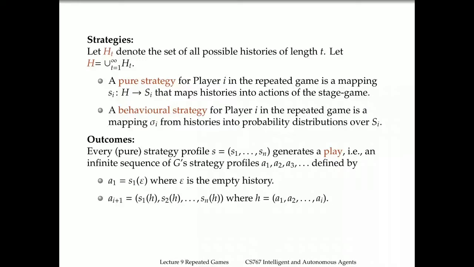So let HT denote the set of all possible histories of length T, and then we collect all of the finite length histories into a set capital H. A pure strategy will be a mapping from capital H to the set of actions that are available to the ith player. So that's the pure strategy for player I. And of course, we can look at behavioral strategies. These will be just giving probabilities to the actions at specific histories.